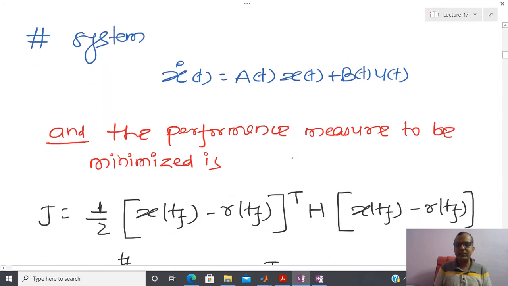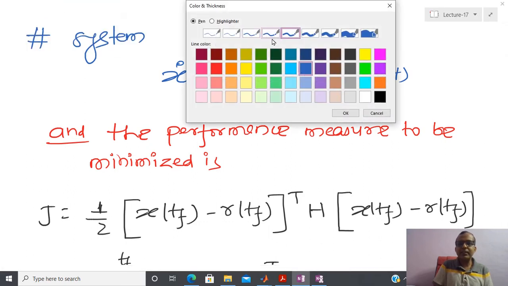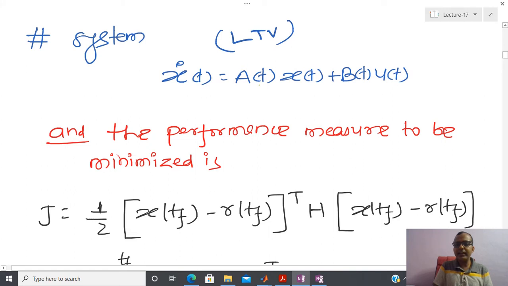Again, I am going to take the same class of system. This is nothing but an LTV system, a linear time varying system. The matrix A(t) is time varying, so each entry of the A(t) matrix is time dependent. Similarly, in the matrix B(t), each and every entry is again time dependent. And we are assuming that x(t) belongs to R^n and u(t) belongs to R^m.